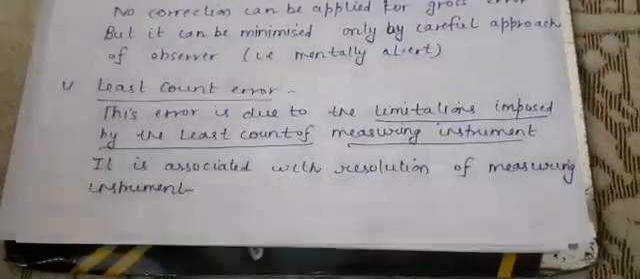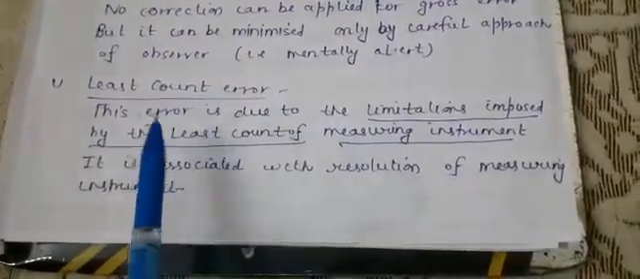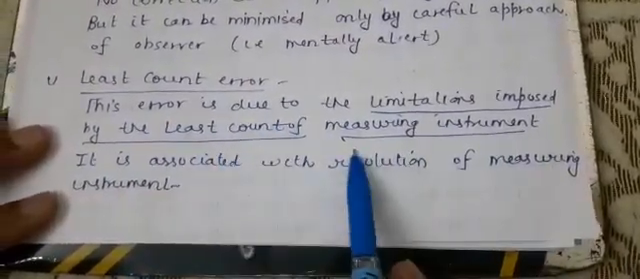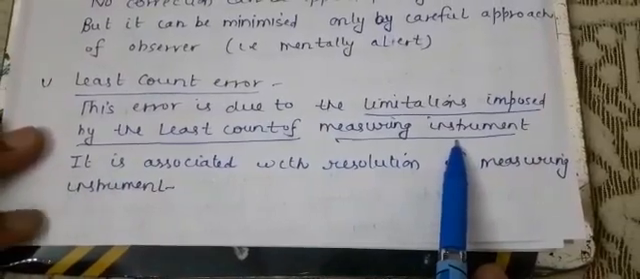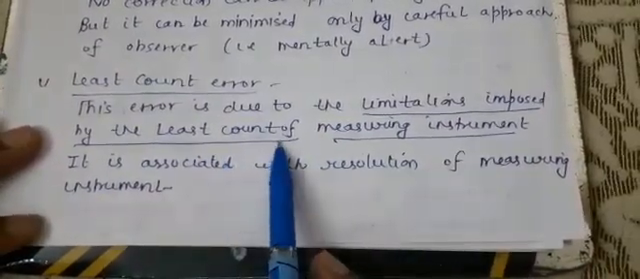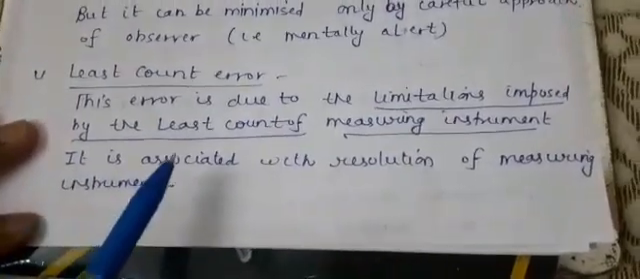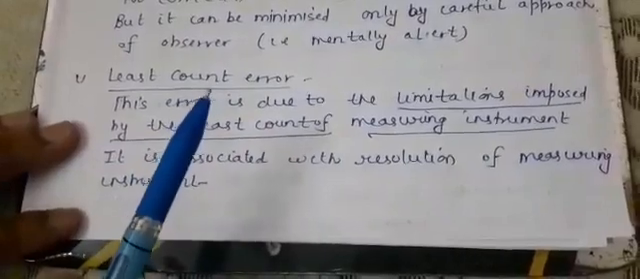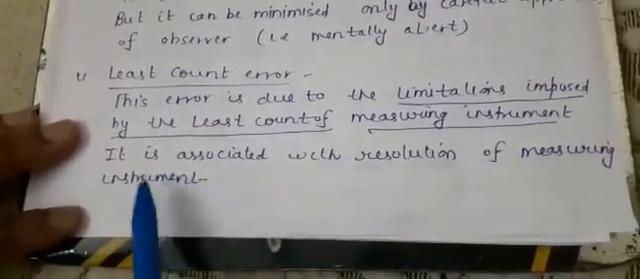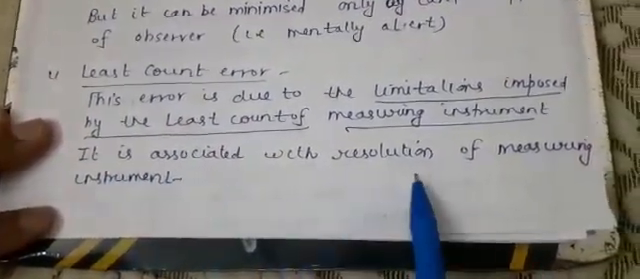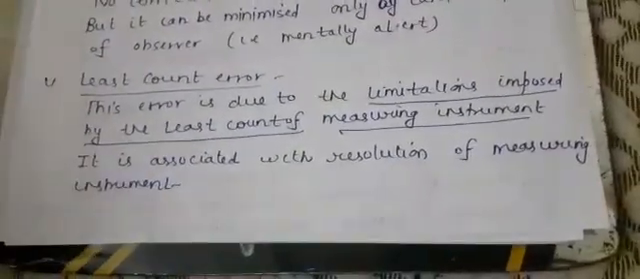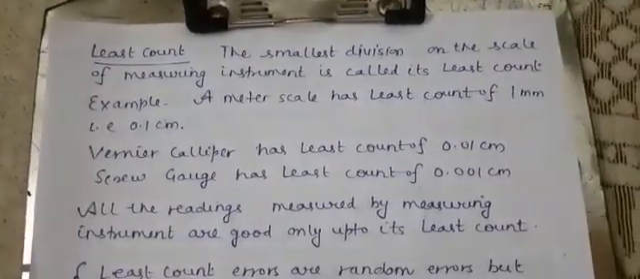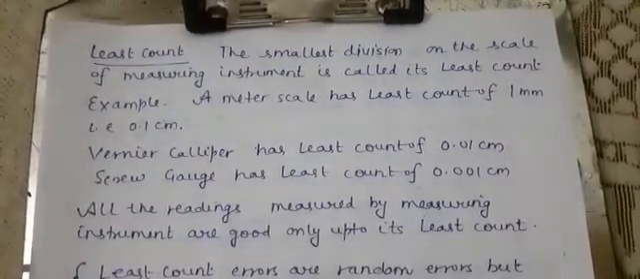So now what we have said about least count error: the error is due to limitations imposed by the least count of the measuring instrument. I think now it is clear to you what the limitations are, because the scale has a limitation up to 1 decimal place, the screw gauge has a limitation up to 3 decimal places, and the vernier caliper has a limitation up to 2 decimal places. So it is associated with the resolution of the measuring instrument.